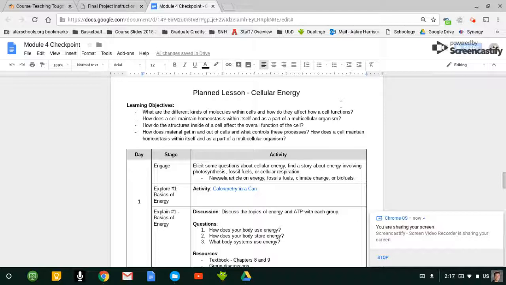So what are the different kinds of molecules within cells and how do they affect how a cell functions? How does a cell maintain homeostasis within itself and as part of a multicellular organism? How do the structures inside of a cell affect the overall function of the cell? How does material get in and out of the cells and what controls these processes?